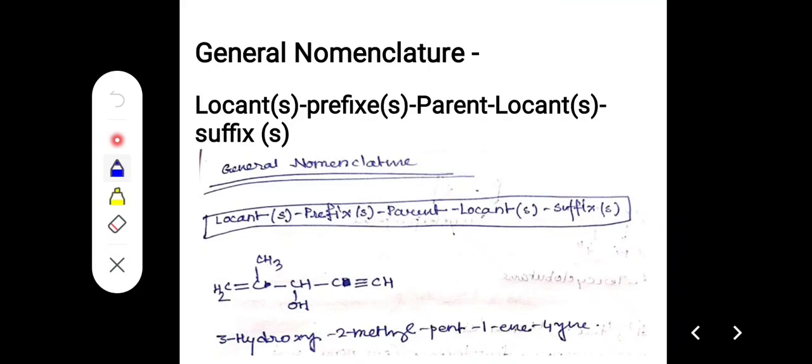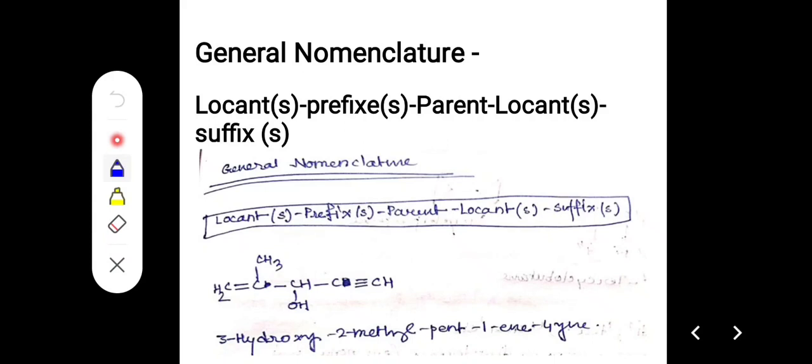General nomenclature will be locants, hyphen, prefix, hyphen, parent, then hyphen, locants, then hyphen, suffix. When we consider the principal functional group, we consider it as the suffix that should be written after the parent compound, and there may be positions, so their locants are written before the suffix. When the rest of the functional groups are termed as prefixes, there are also locants, and these locants are written before the prefixes.